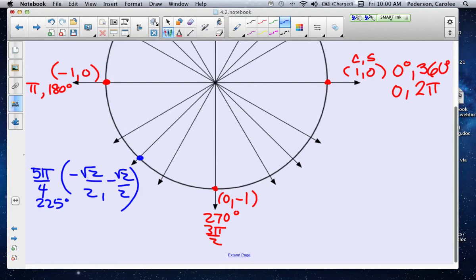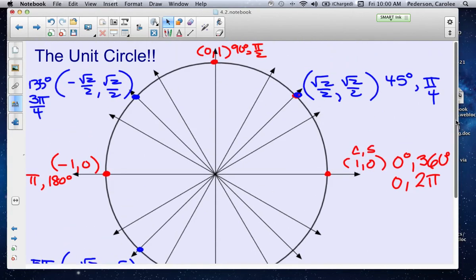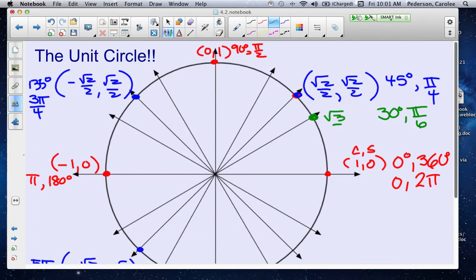All right, I'm going to go on to now the 30s and the 60s, and then we'll wrap up this video and go on to the problems. This first point here represents 30 degrees, or 1/6 of the pi. What ordered pair is that on your unit circle? Square root of 3 over 2 and 1/2. Again, how these ordered pairs are found is using right triangle trig, the Pythagorean theorem.